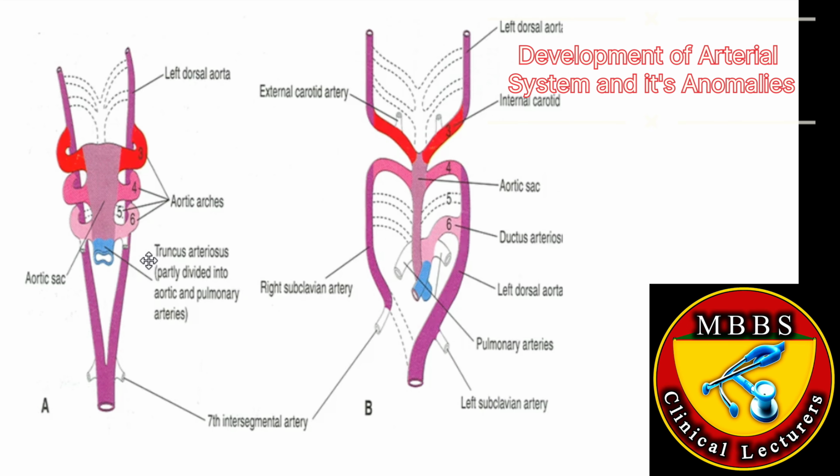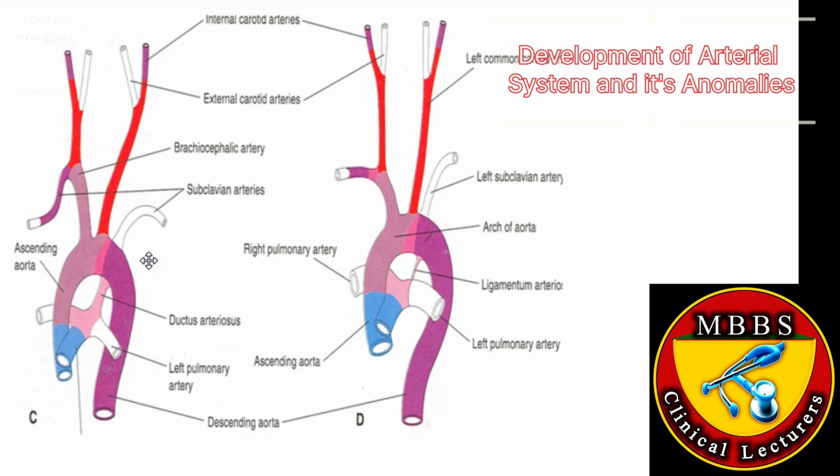This figure shows the obliteration. The dotted lines show the obliteration of the first and the second arches. The third arch is giving rise to the common carotid. The proximal part gives rise to the common carotid, and the distal part gives rise to the internal carotid along with the dorsal aorta. And the external carotid is coming out of the carotid arch. This is the internal and the external carotid arteries coming out of the common carotid, and they are formed from the third aortic arch.